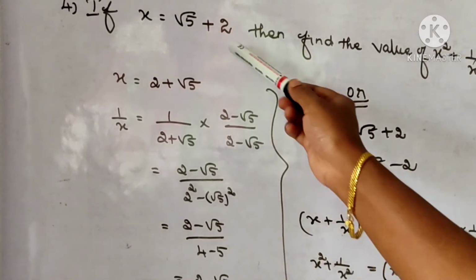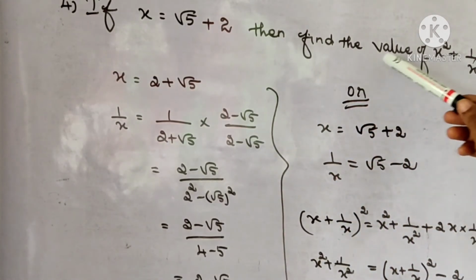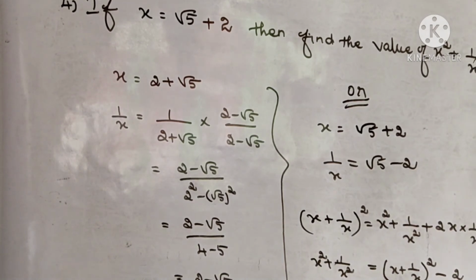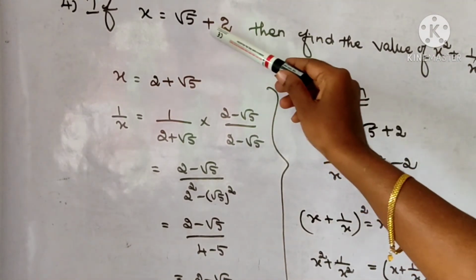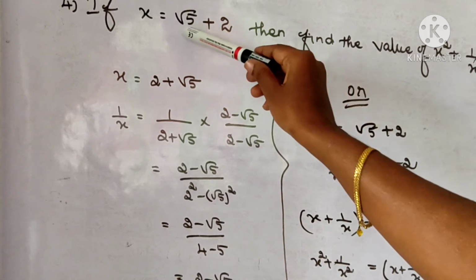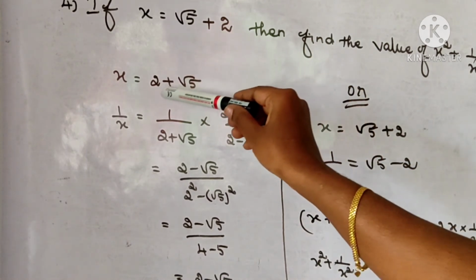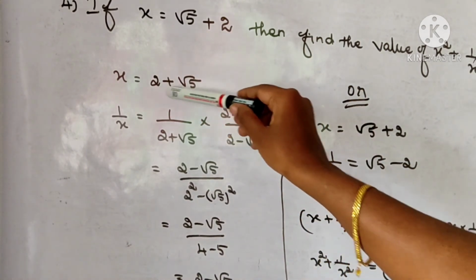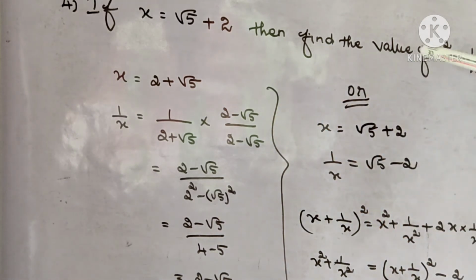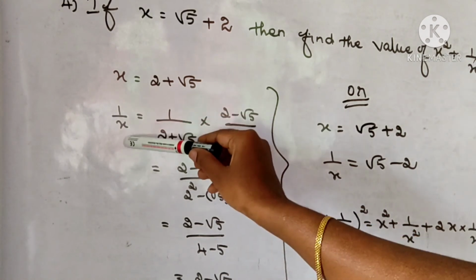Question: if x equals √5 + 2, then find the value of x² + 1/x². x is √5 + 2, rational part and irrational part. So we can rearrange the term: x equals 2 + √5. Find the value of x² + 1/x². So we calculate 1/x first.